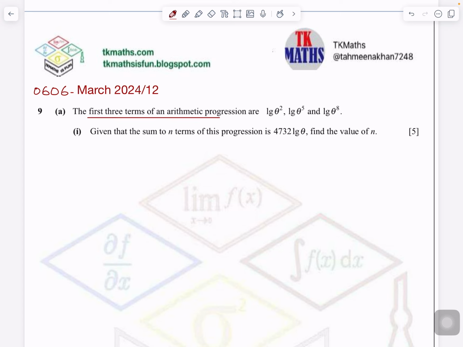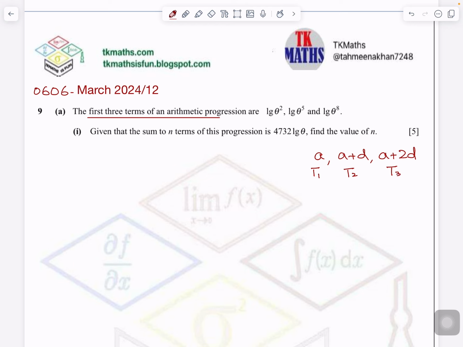Now we know when it is talking about the first three terms, we have in our mind a, a plus d, a plus 2d, right? First term, second term, and third term. And when we have to find the difference, we can find it by subtracting second term minus first term, or third term minus second term.